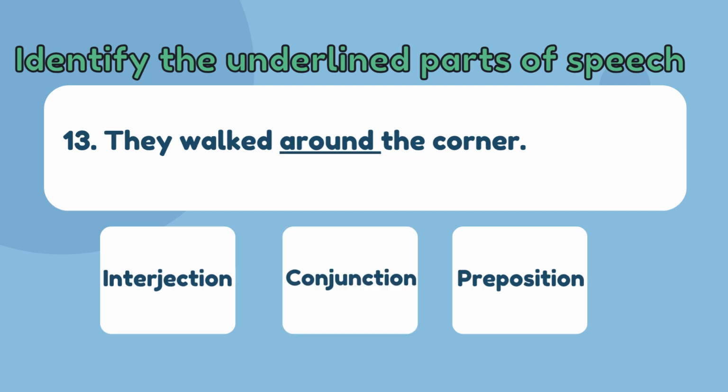They walked around the corner. Around is an interjection, conjunction, or preposition. So the answer is around is a preposition. It shows like the place or it shows like a direction to somewhere. So that's why it's a preposition.